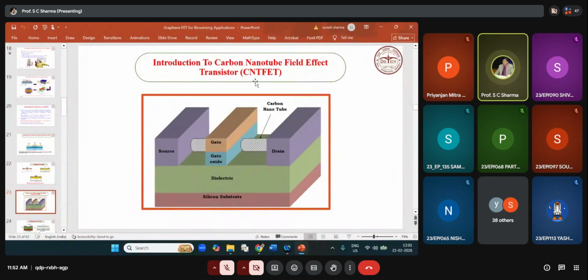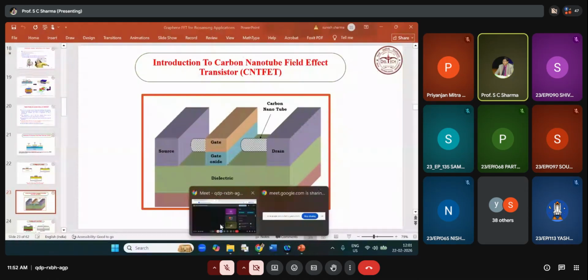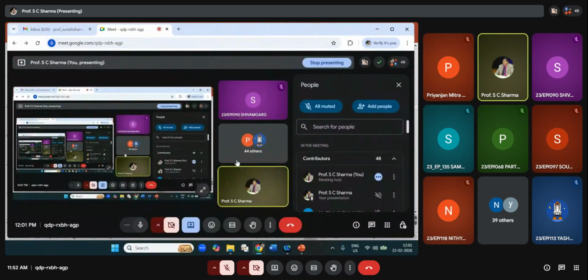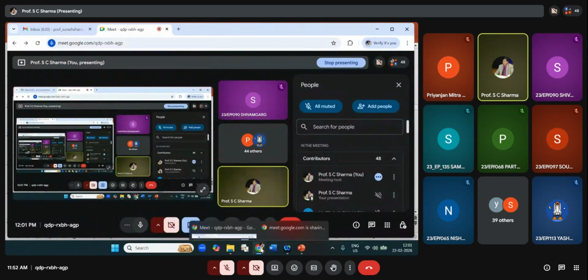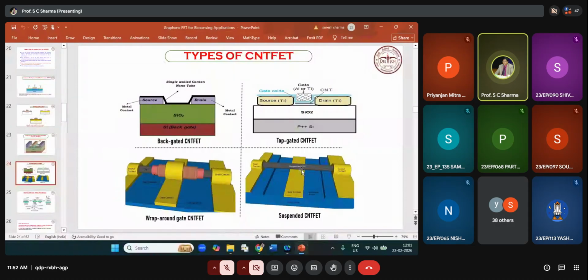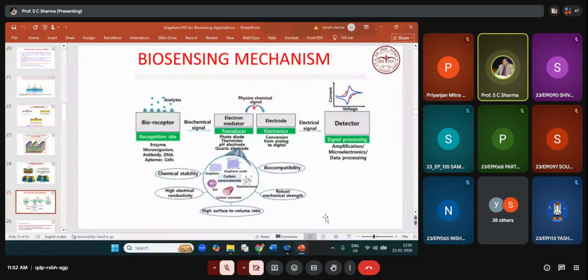Then introduction to carbon nanotube field effect transistor. I think I have already explained here. Source, drain, and we have replaced this one carbon with the silicon channel. Okay, and the rest is the same. These are types of carbon nanotube field effect transistor: back gate, dual gate, wrap around gate, suspended, and then biosensing mechanism.